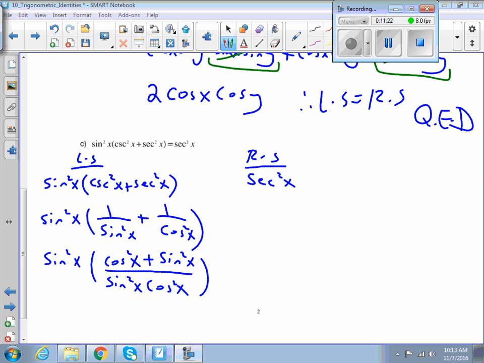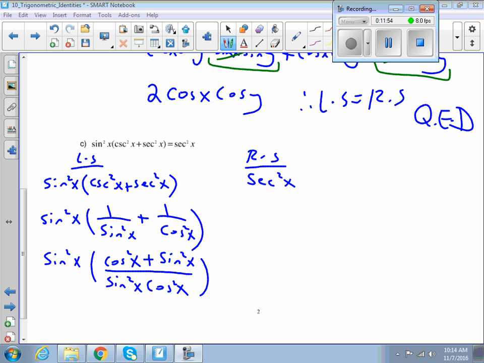Okay, so I didn't actually finish this question, so I did part of it, and then we're going to continue with it. So clearly, the left-hand side is the more complex side, so we start working with that. I'm going to leave the sine squared x for now, and then cosecant squared x and secant squared x, I'm going to change them, use the reciprocal identities, and replace them with 1 over sine squared x and 1 over cos squared x. Now I have two fractions that are added to each other.